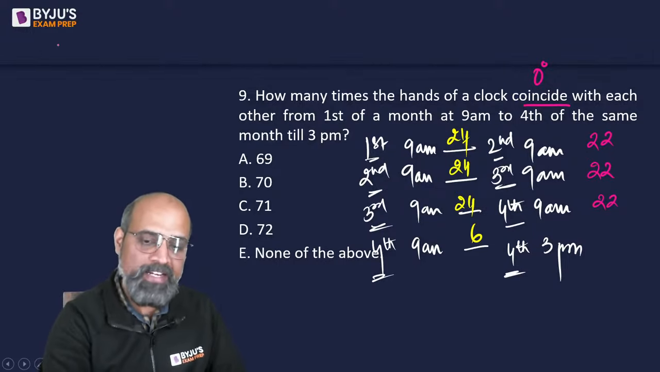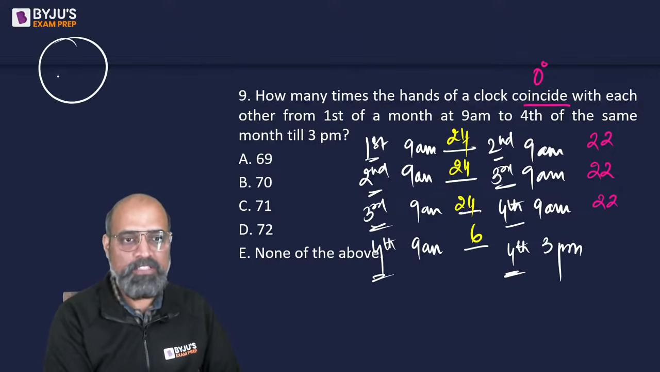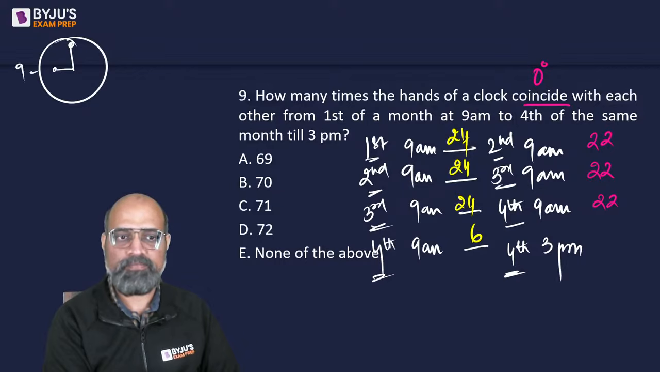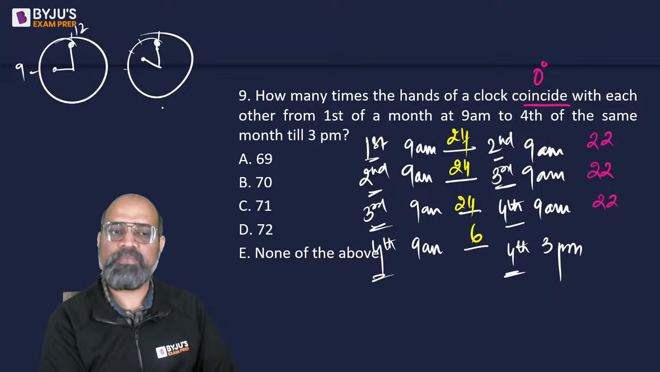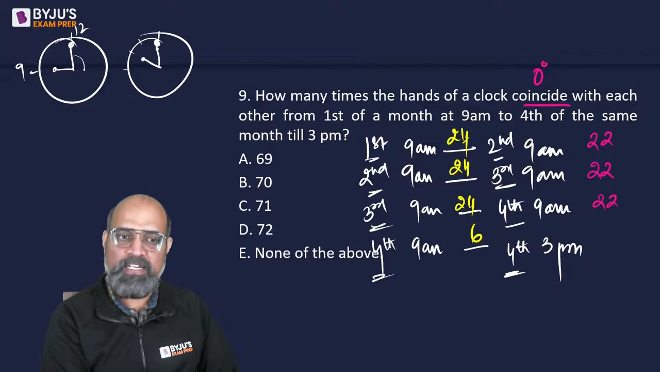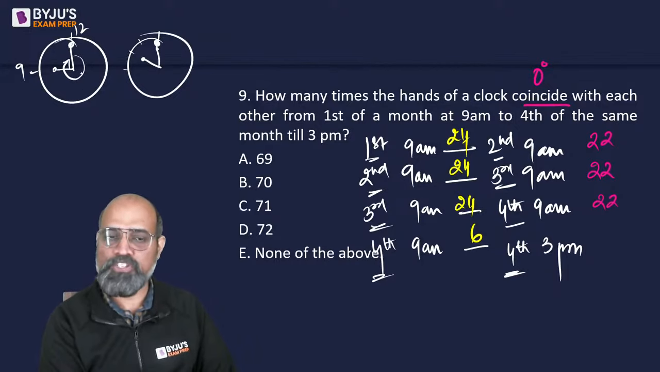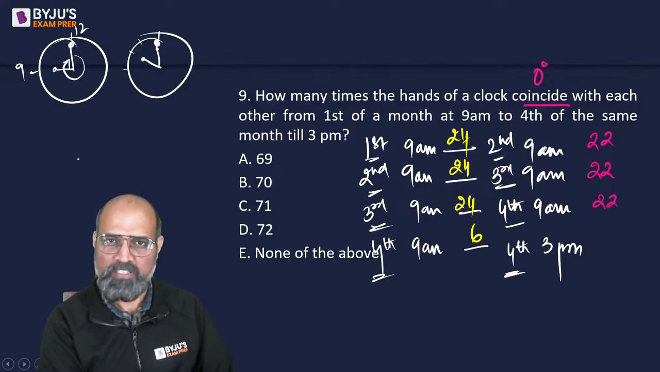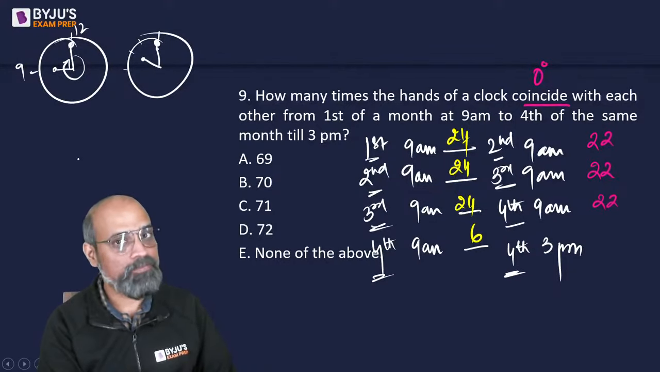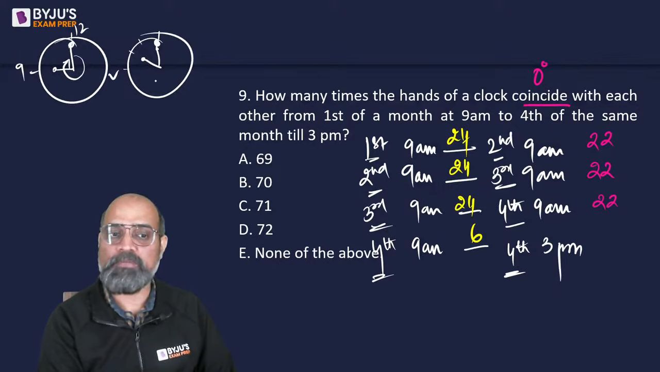So for that, this is what 9 a.m. is going to look like. And this is what 10 a.m. is going to look like. So if the minute hand has to come back to its original position, will it be able to come back without crossing the hour hand? Aisa ho sakta hai kya? Nahin. So it will be crossing once between 9 and 10.